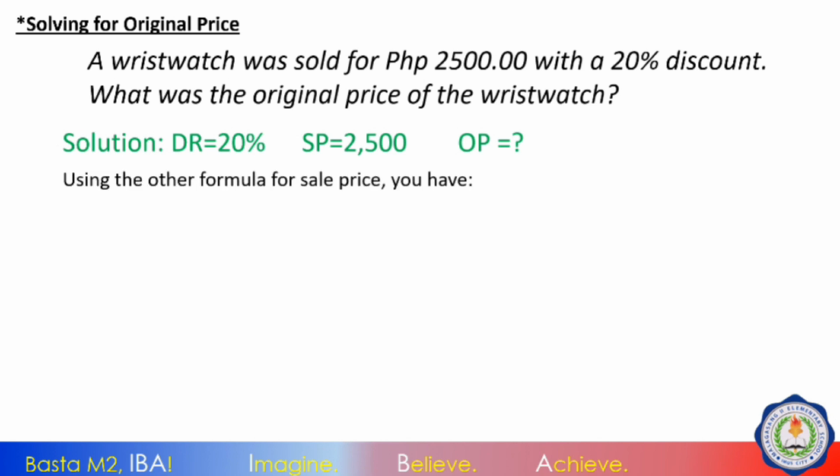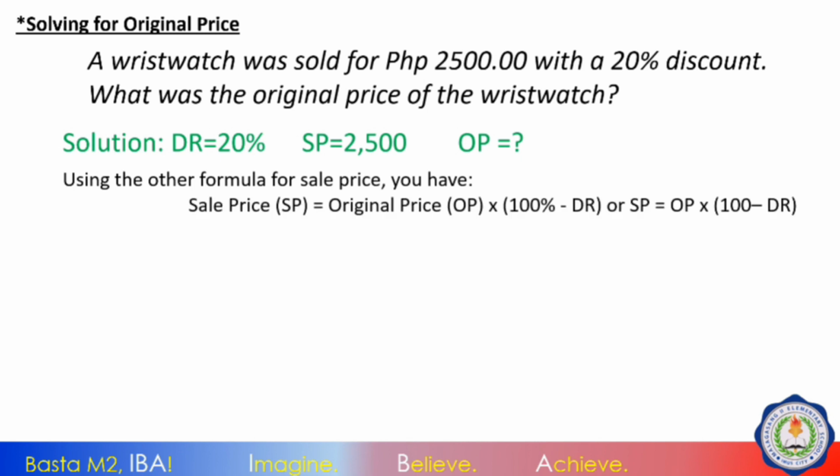Using the other formula for the sale price, you have sale price is equals to original price times 100% minus DR or discount rate, or SP is equals to original price times 100 minus DR. Sale price is equals to OP times 100% minus 20%, since 20% is the discount rate of the wristwatch.